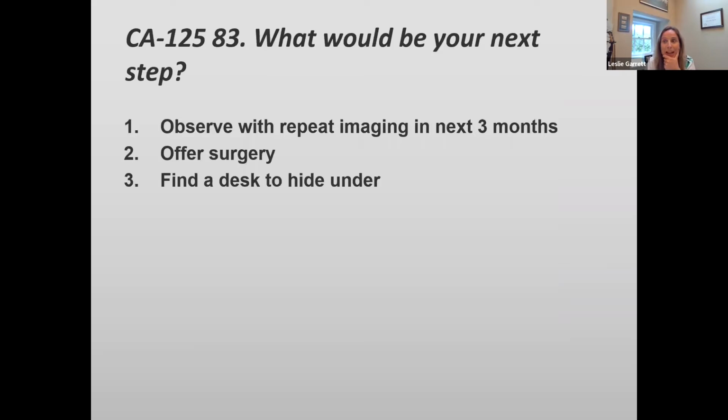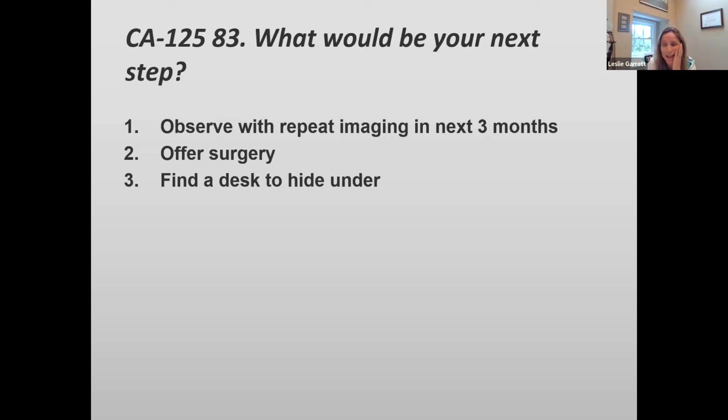So you get them and they're 83. So you're sort of, okay, 27. I don't like the look of this. So your options again: offer surgery, repeat imaging, find a desk to hide under, or refer to GYN oncology.